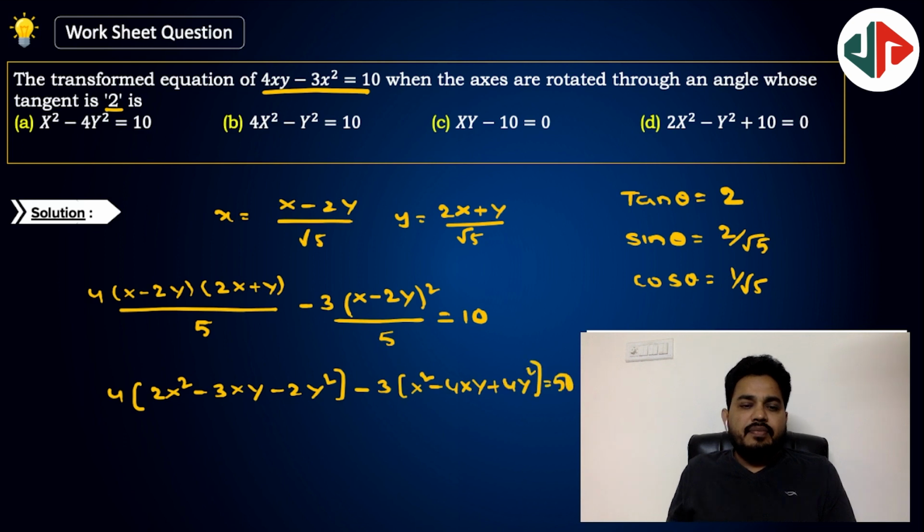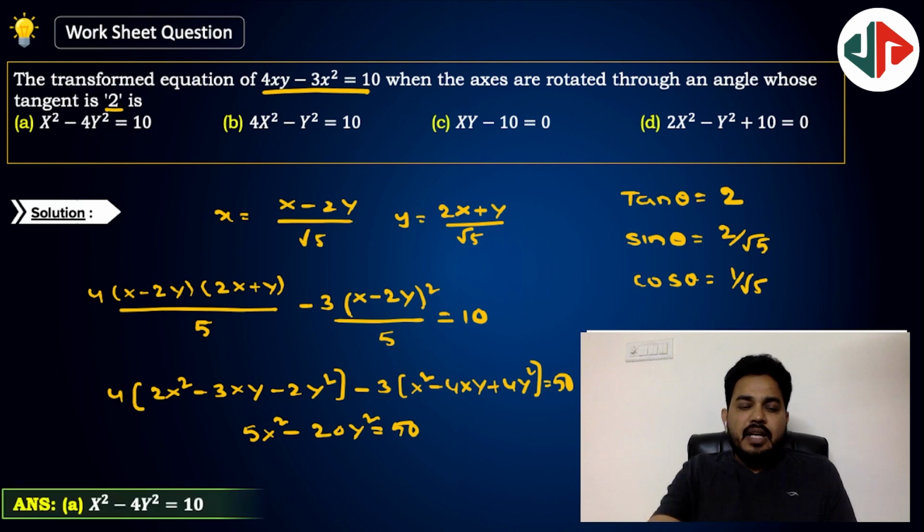8x square minus 3x square, 5x square. Minus 12xy plus 12xy cancel. Minus 8y square minus 12y square, minus 20y square is equal to 50. So this is 5x square minus 20y square is equal to 50. So you will be getting the answer as A for this particular question.